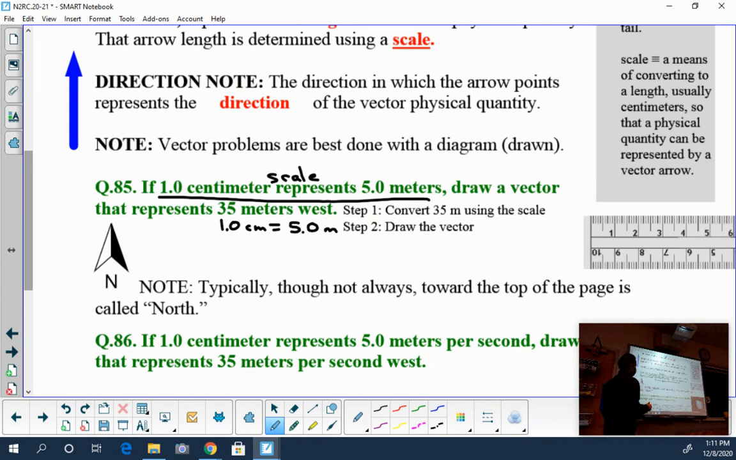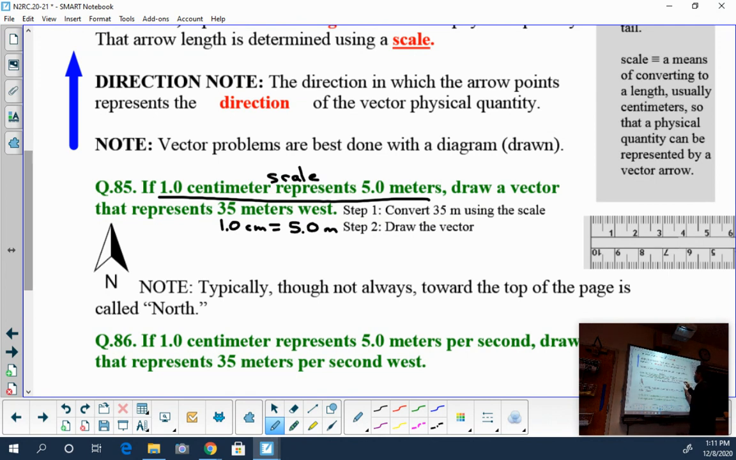Okay, draw a vector that represents 35 meters west. Now, the official way to do this, most of you just put your brain on it and you'll figure this out no problem. Oh, if 1 centimeter is 5 meters, then 35 meters, of course, is a factor of 7 centimeters. However, let me give you the official way to do this, because one day you may need that official way to do this.